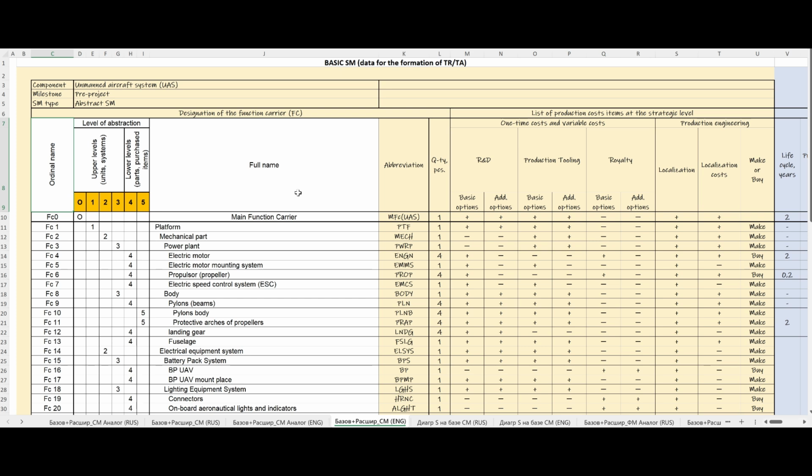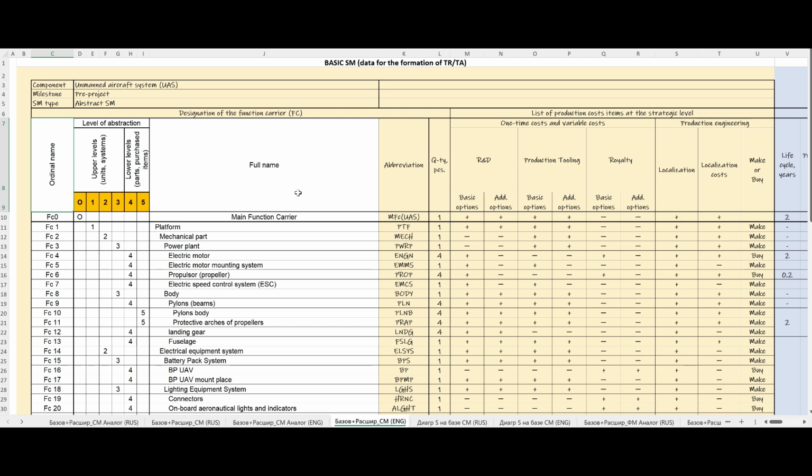Let me remind you that the list of purchased and independently manufactured products, the make or buy list, as well as the list of basic and additional options, the option list, were formed by us at stage 4 and presented in the corresponding columns of the analytic table and formalized in the form of a list of purchased products and a list of permits to the use of purchased products at stage 6.